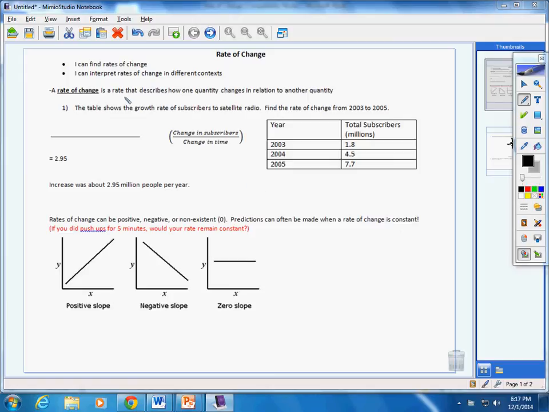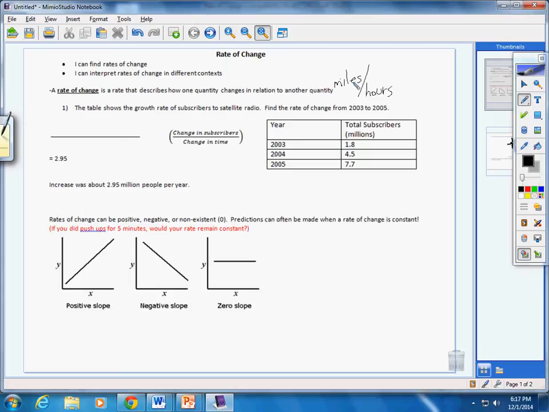A rate of change is a rate that describes how one quantity changes in relation to another quantity. Miles, like I said, miles per hour. Miles, however many miles you're going per however many hours you're driving. So one quantity is our miles, and it's changing in relation to the number of hours traveled.